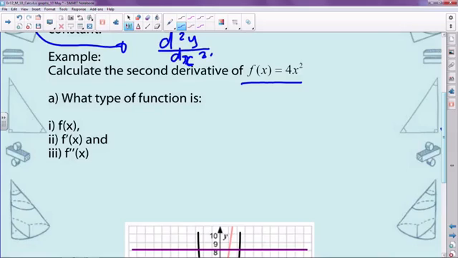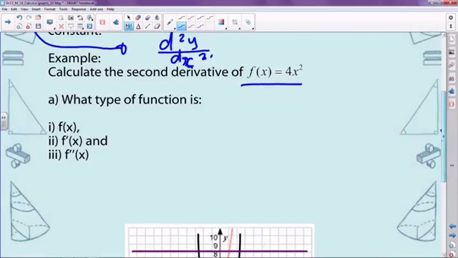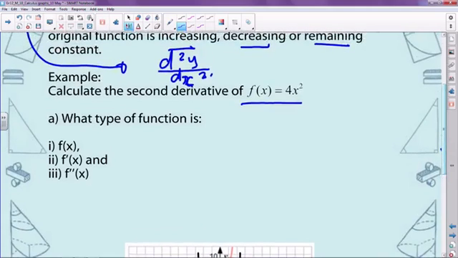So the first question posed to you was to calculate the second derivative. All right, so in order to do that, we first need to work out the first derivative. So the first derivative f prime x is going to be equal to 8x. So we take our power, we multiply it by the coefficient in front of the x squared. So 2 times 4 gives me 8. And from the power 2, we subtract 1. So we get x to the power of 1.